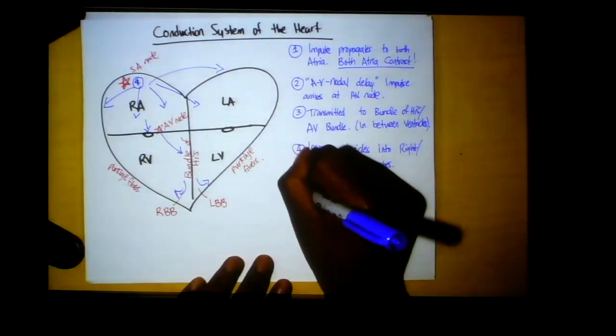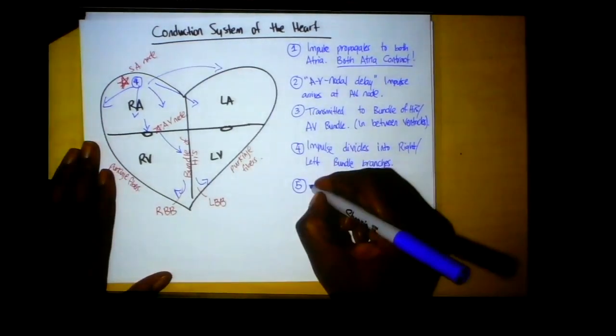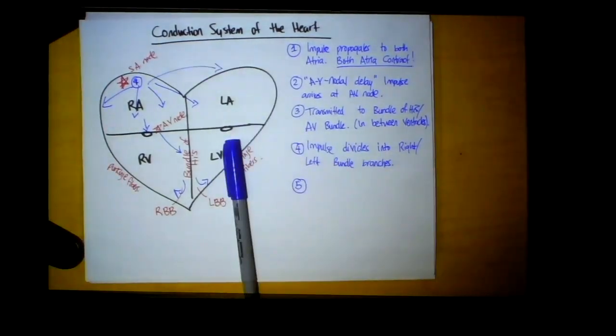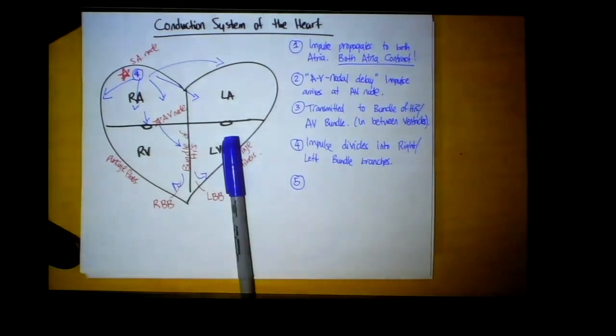And then step 5 here, we have the impulse arriving at the Purkinje fibers, where the impulse now engulfs both ventricles. This is where we see ventricular contraction. The impulse is really trying to make its way down to the bottom of the heart, and then it's going to squeeze the heart, almost the way you would squeeze a tube of toothpaste from the bottom up. You're going to get the ventricles contracting from the bottom up towards the valve.